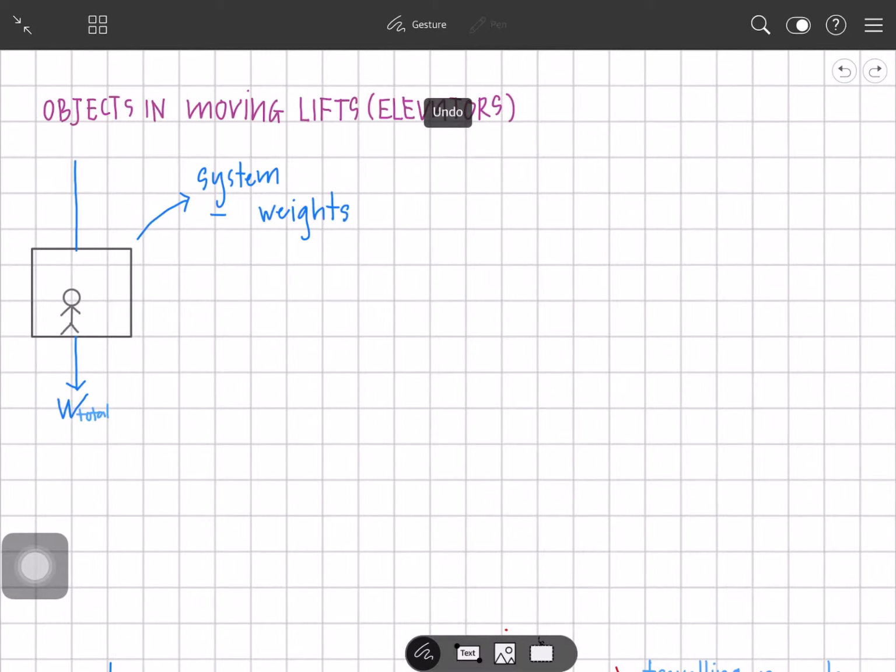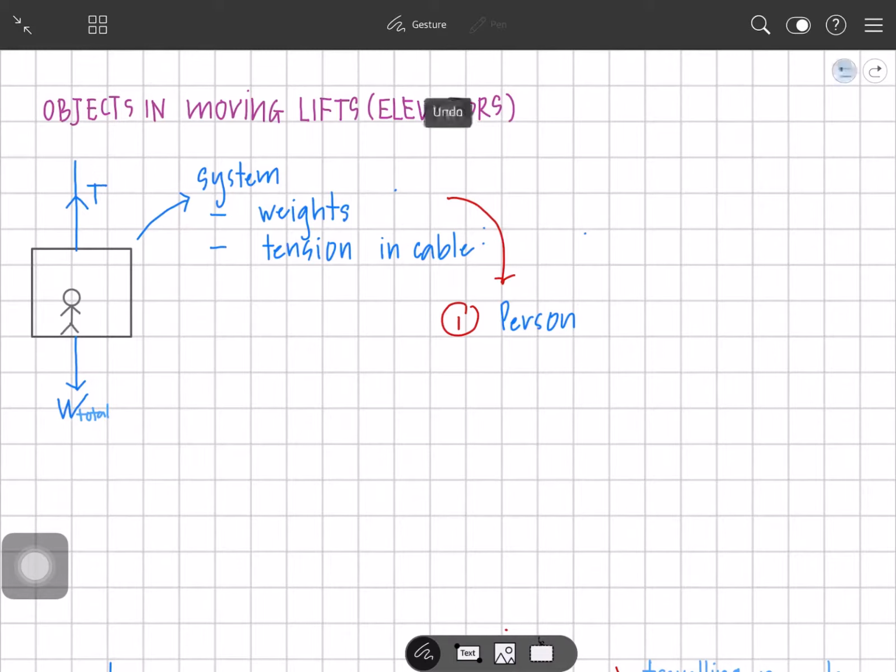First, we have the total weight of the lift and the person. Besides that, we have tension in the cable. If we look further, we can resolve individually into the person and the lift.